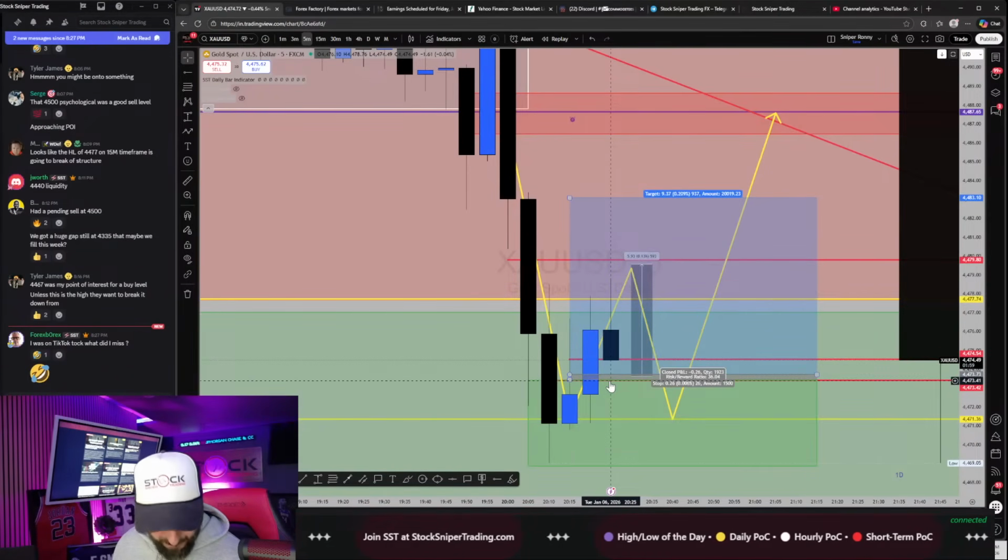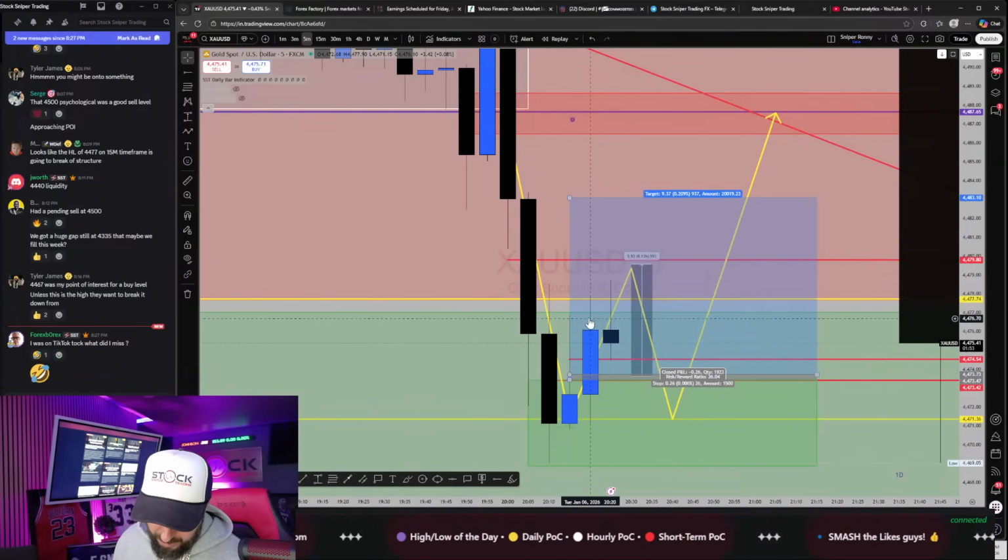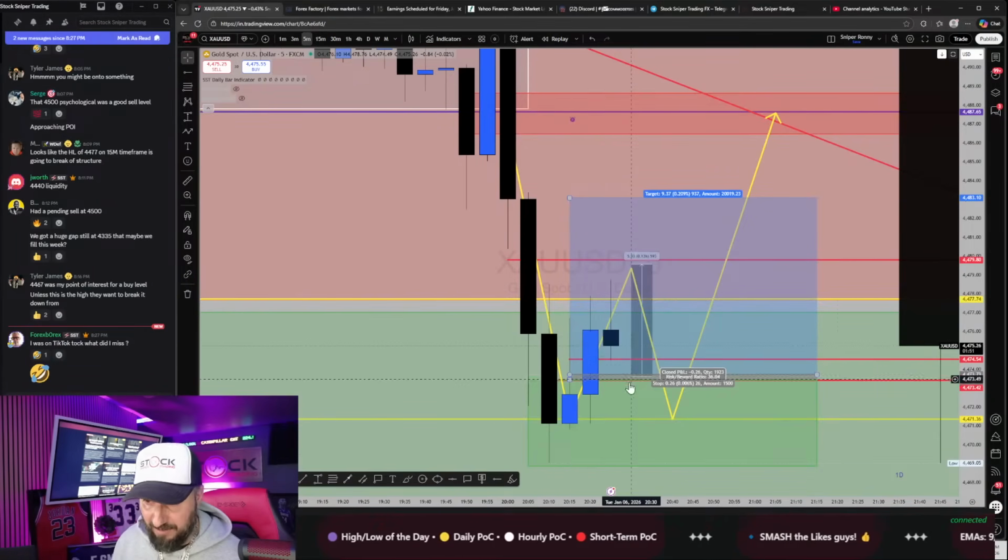If it can't hold, unfortunately, guys, I'll verbally let you guys know as soon as I get stopped out, but I only have 20% at break even because remember the original bulk of the trade I took out on that previous candle, okay?